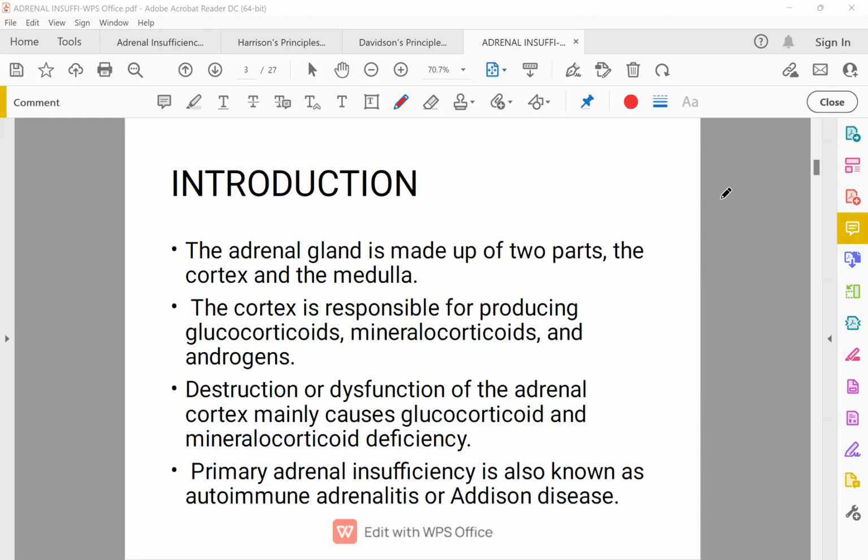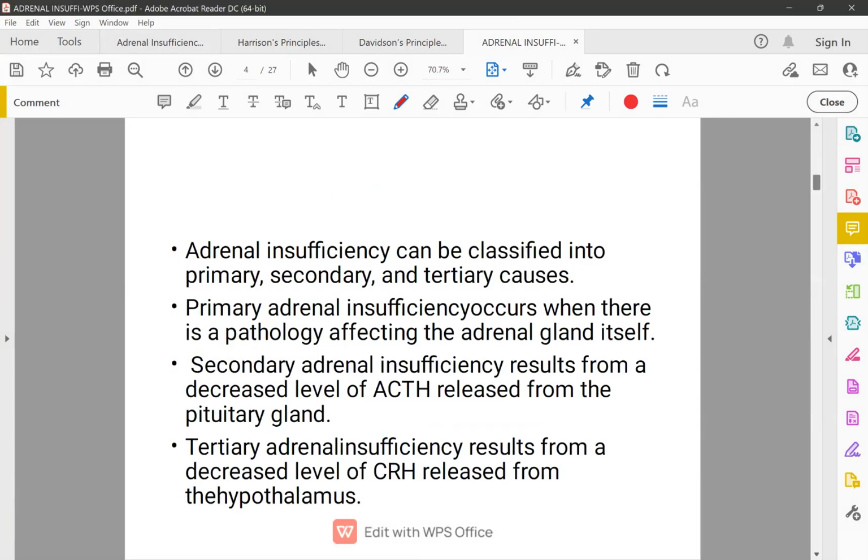Primary adrenal insufficiency is also known as autoimmune adrenalitis. Adrenal insufficiency can be classified into primary, secondary, and tertiary causes. Primary adrenal insufficiency occurs when there is a pathology affecting the adrenal gland itself. Secondary adrenal insufficiency results from a decreased level of ACTH released from the pituitary gland. Tertiary adrenal insufficiency results from a decreased level of corticotropin releasing hormone released from the hypothalamus.